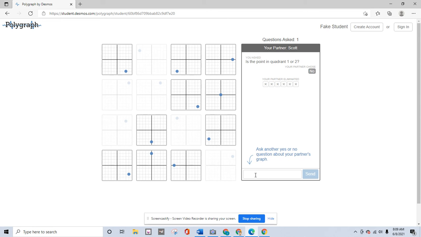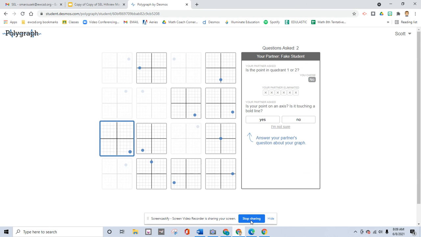It says ask another yes or no. I'm going to ask, is your point on an axis? An axis is one of these lines right here, right? Is it on the axis itself? Is it touching it? I'll even say, is it touching a bold line? All right, the same idea. Okay, send it. Go to the other person.